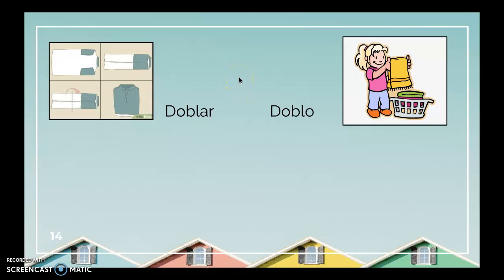Okay, so today we really want to focus on changing a verb from meaning to fold to meaning I fold. In English, the word fold stays the same. Doblar means fold, and to change it from a general action to say that I'm the one doing the action, we just put the word I in front of it. But in Spanish, we do something different.